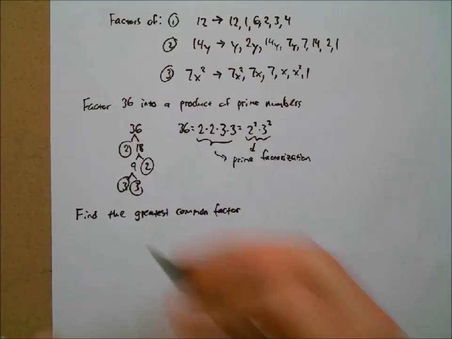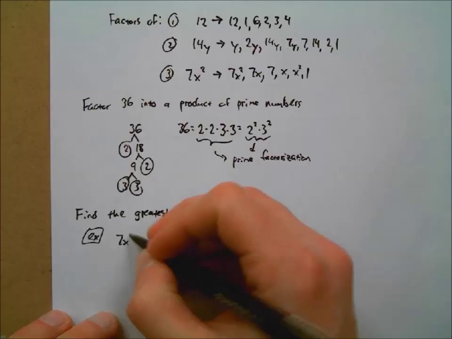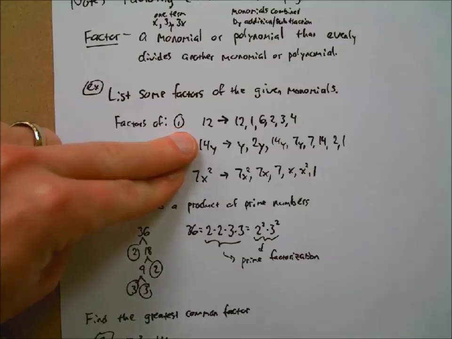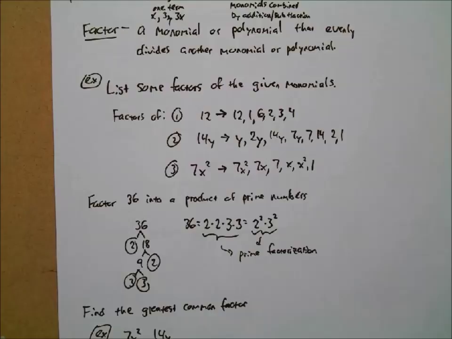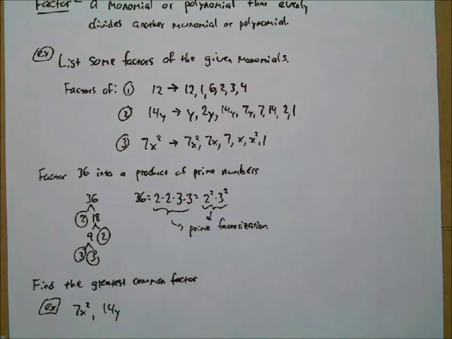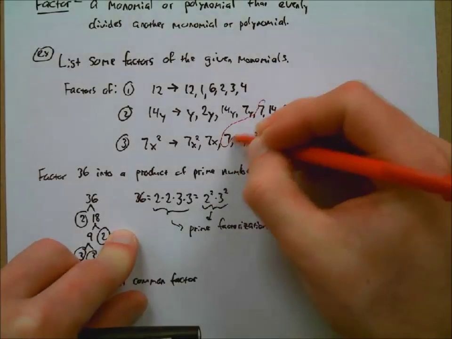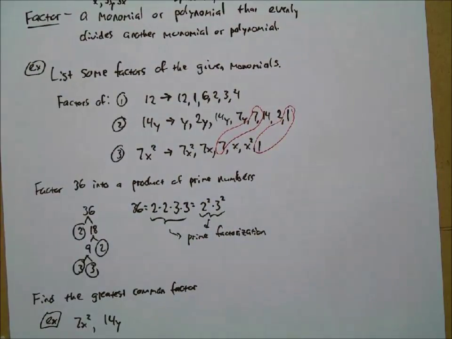So let's actually take, as an example here, the 7x squared and that 14y that we talked about earlier, right? If we look back at our list of factors that we've got here, what do they have in common? They both have a 7, right? Okay. They both have a 1 in common. Do they have anything else in common?